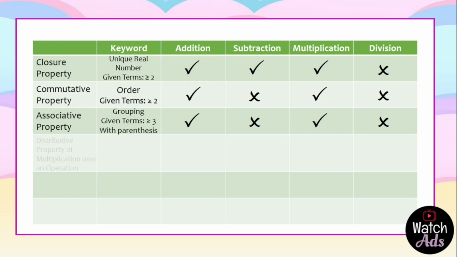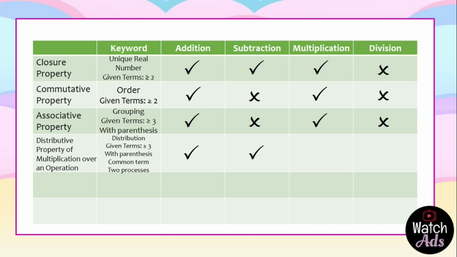Now going back to our table, the distributive property of multiplication over an operation, the keyword here is distribution because we distribute the term outside the parenthesis and the given terms might be 3 or more. Now for a tip, it also has a parenthesis. There is a common term and we use two processes. Yes in addition, yes in subtraction, not in multiplication and division.